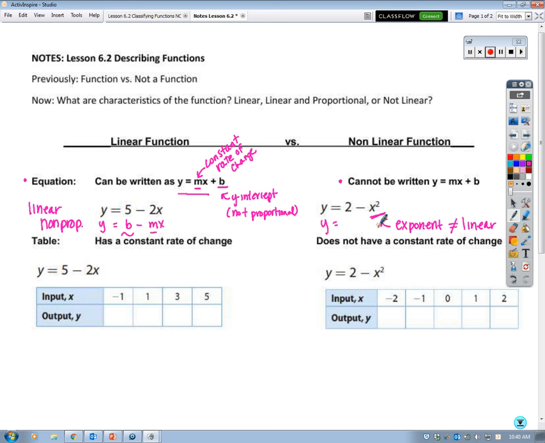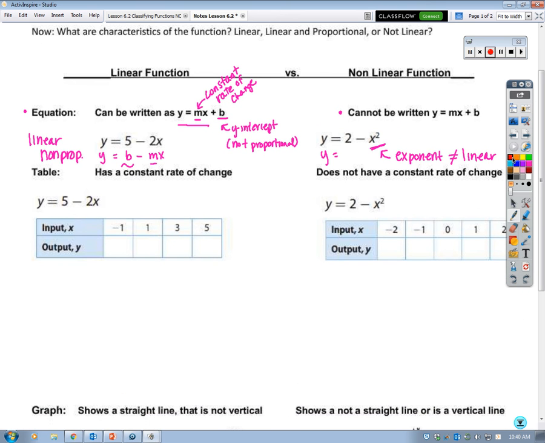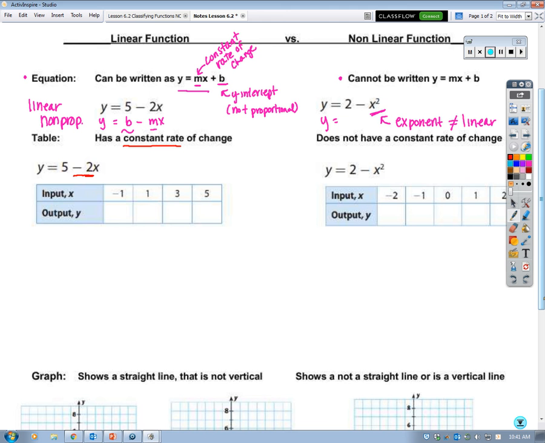So we're going to go ahead and move on down here to tables, and we're going to use the same equation here. We already know that it's linear, but we're going to see what that looks like in a table. That means it's going to have a constant rate of change. So if this is our rate of change right here, we've got a -2. We're just going to double check that here in our table. So I'm going to plug my x values into my table to find my y values. Plugging in my input, getting my output.